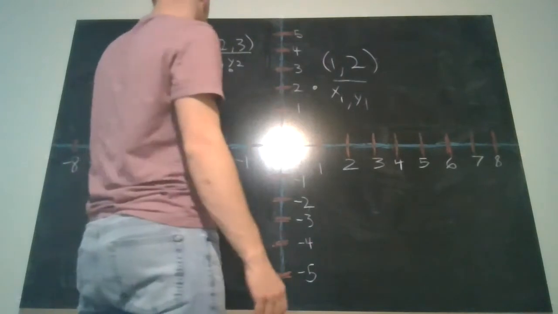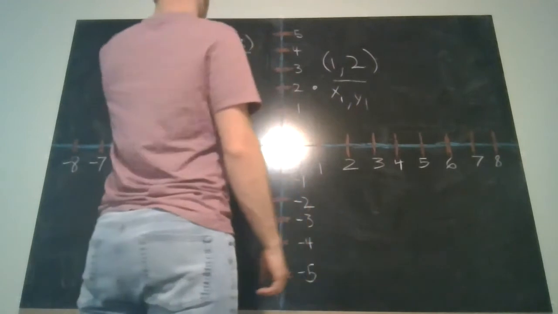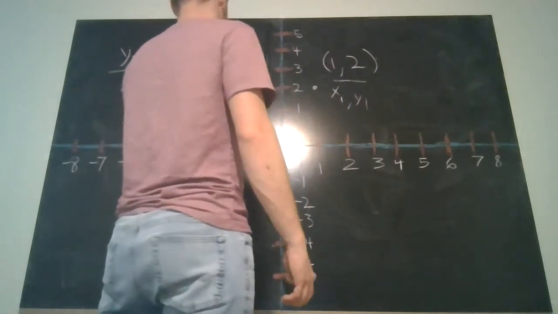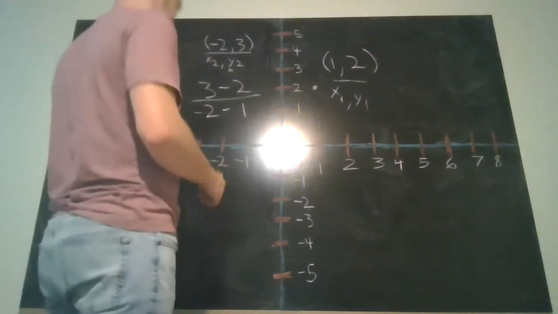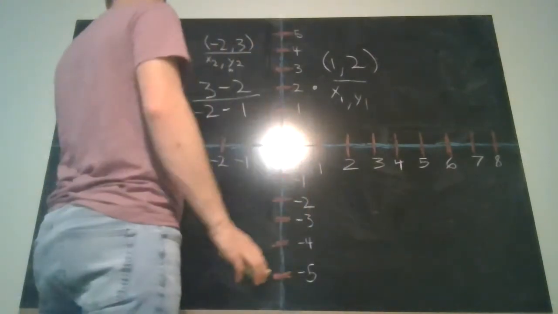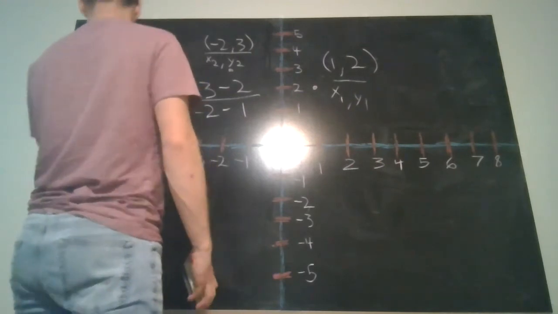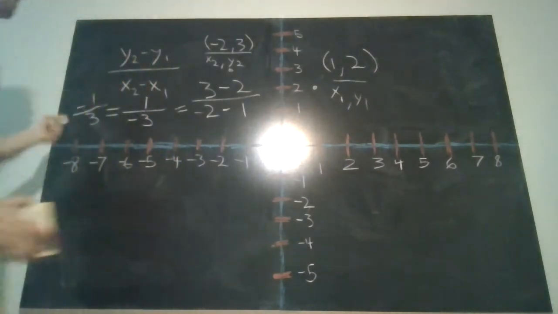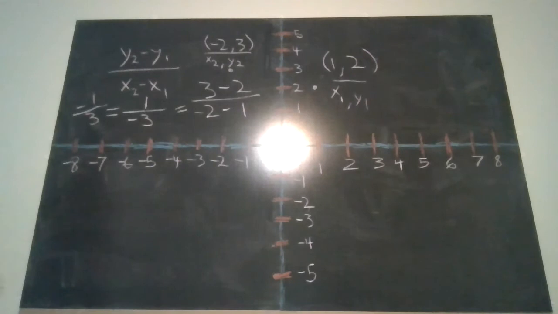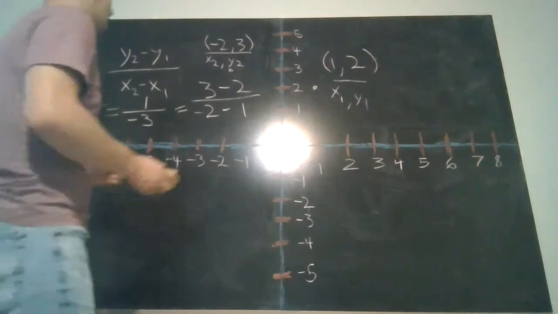So y2 is going to be 3 minus y1, which is 2, over x2, which is -2, minus x1, which is 1. So if you actually do the math in the numerator and the denominator here, we end up with 1 divided by -3, which is equal to -1/3. And I'm working backwards here because I had more room on the board that way. It doesn't matter which way these things go on the equal sign. So -1/3 is the slope.